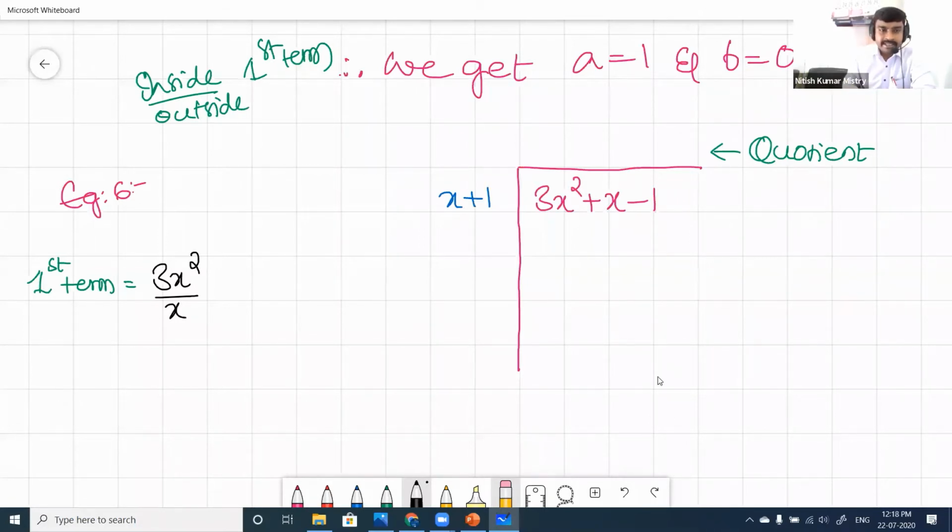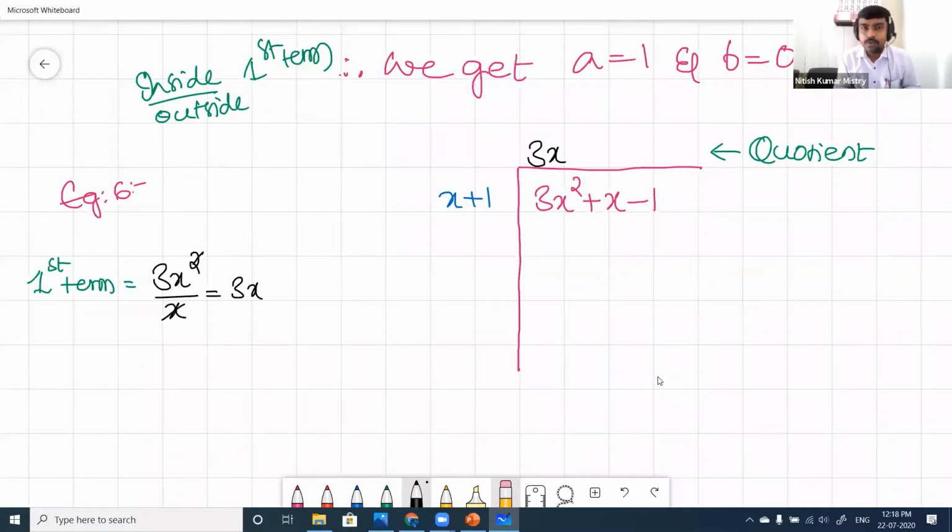So what is 3x square by x? It is actually x one time will get cancelled here. 3x square means 3 into x into x. So from that 2x, 1x will get cancelled and you will get 3x. So 3x is the first term of the quotient. So here I will write 3x.